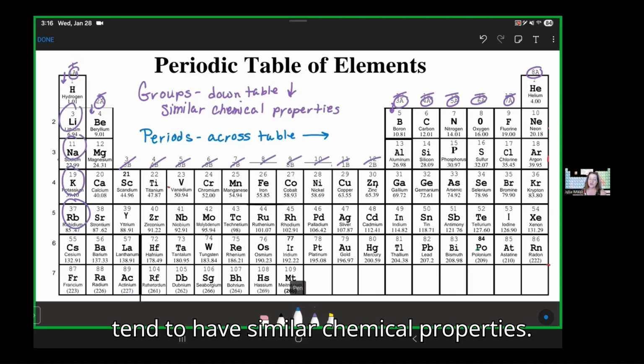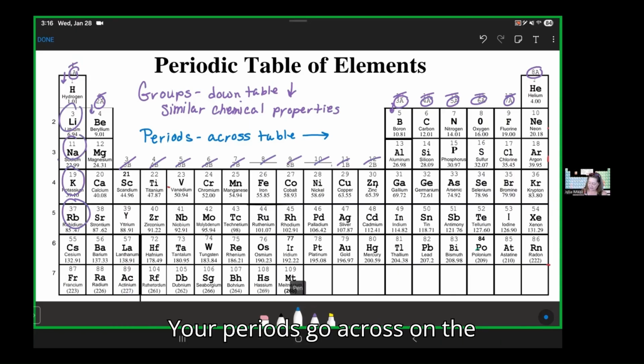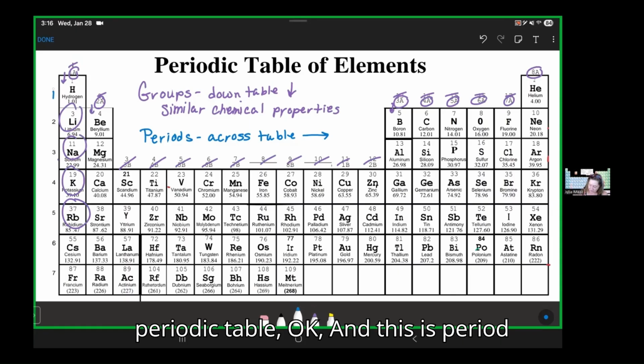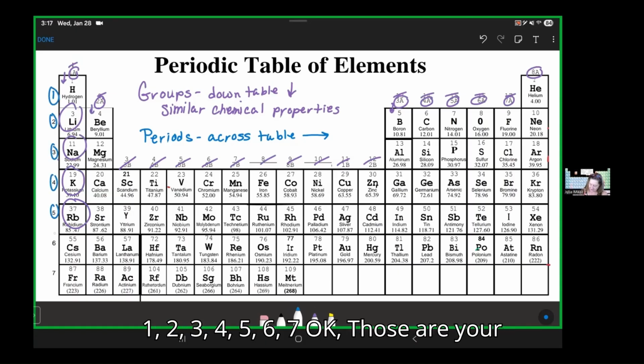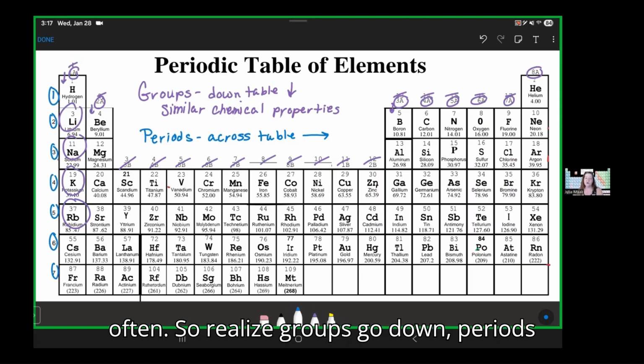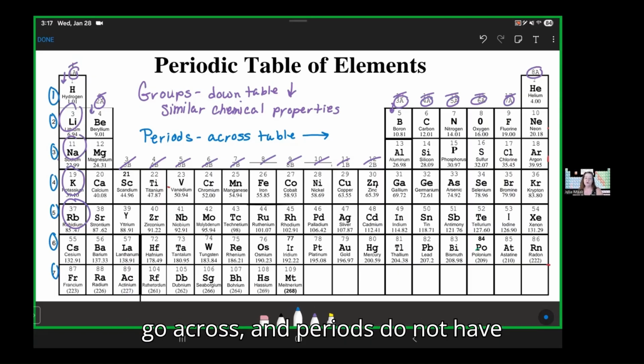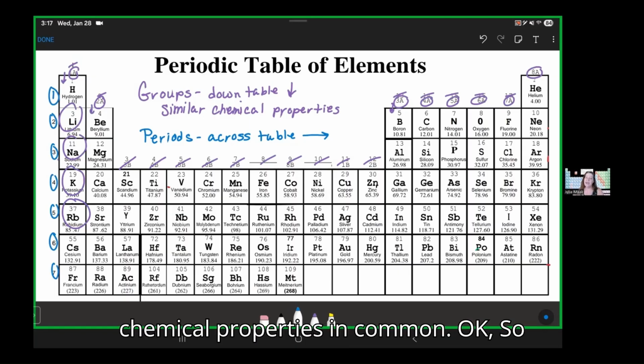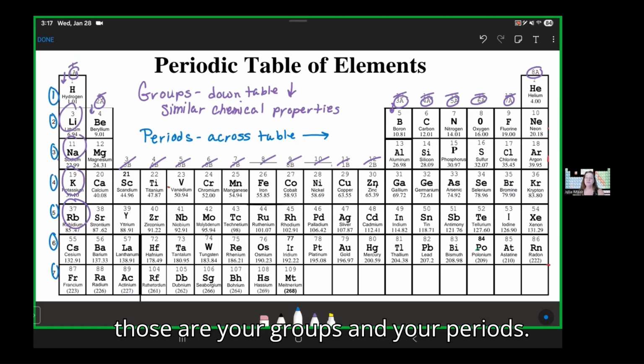Your periods go across on the periodic table. Okay, and this is period 1, 2, 3, 4, 5, 6, 7. Okay, those are your periods. And you'll hear us refer to your group and your period fairly often. So realize groups go down, periods go across. And periods do not have chemical properties in common. Okay, so those are your groups and your periods.